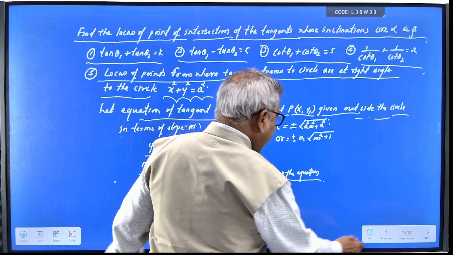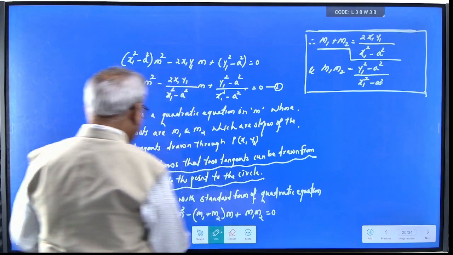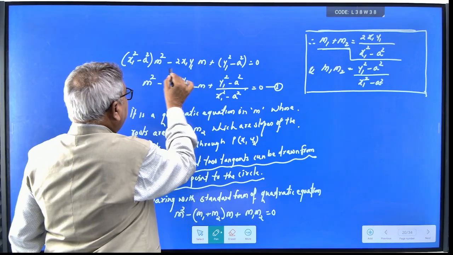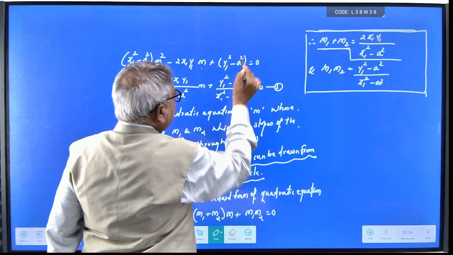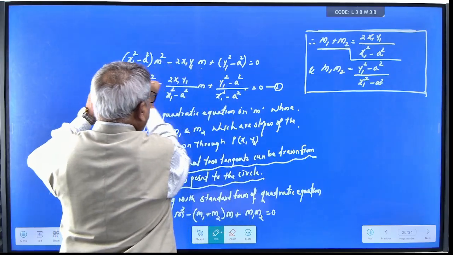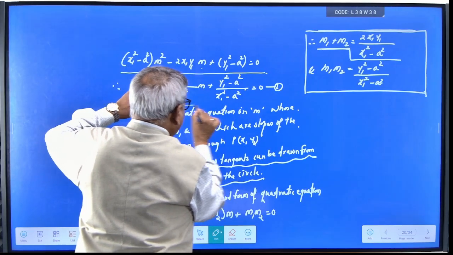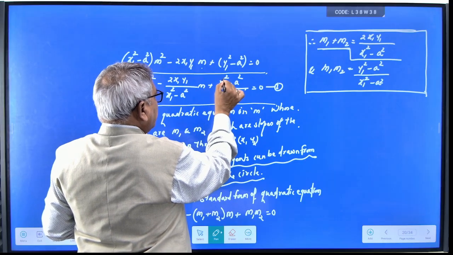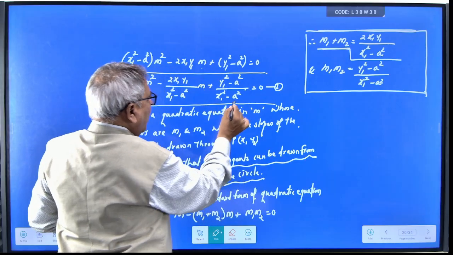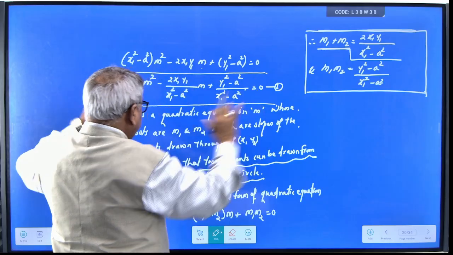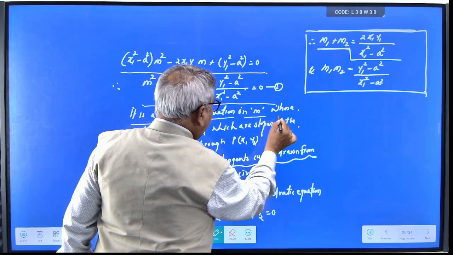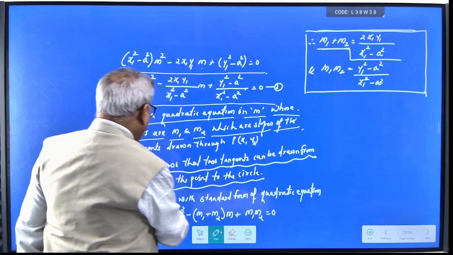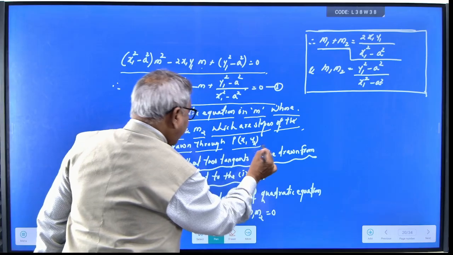Simplify, and write this equation in such a form, collecting the terms of m square together: x1 square minus a square into m square, minus 2x1 y1 m, plus y1 square minus a square equal to 0. This is a quadratic in m. I am arranging that m square minus 2x1 y1 upon x1 square minus a square into m plus y1 square minus a square upon x1 square minus a square equal to 0. It is a quadratic equation in m whose roots are m1 and m2, which are slopes of the tangents drawn through P x1 y1.